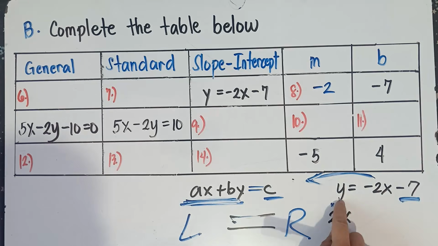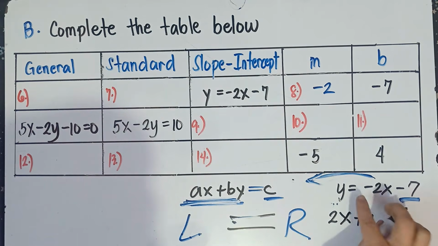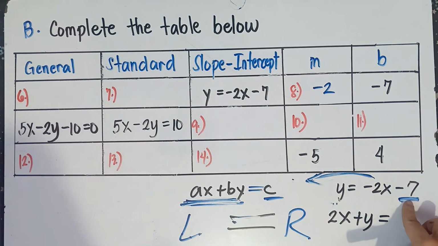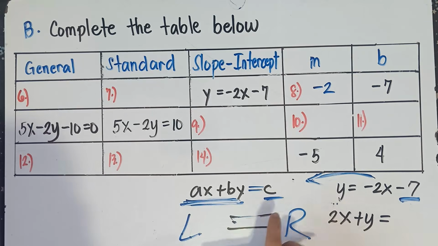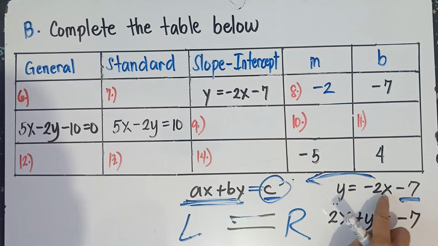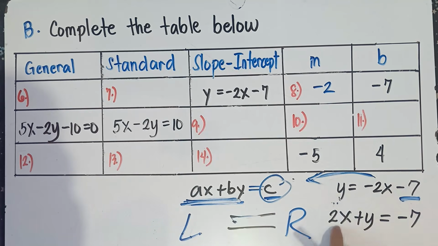So this y, simply copy y, positive y. Copy equal sign, no need to transpose negative 7, because negative 7 is already on the right side. The constant, class, on standard form is already on the right side. So copy negative 7. So we just simply transpose negative 2x from right to left. And it will change the sign. This is negative, it will become positive 2x.